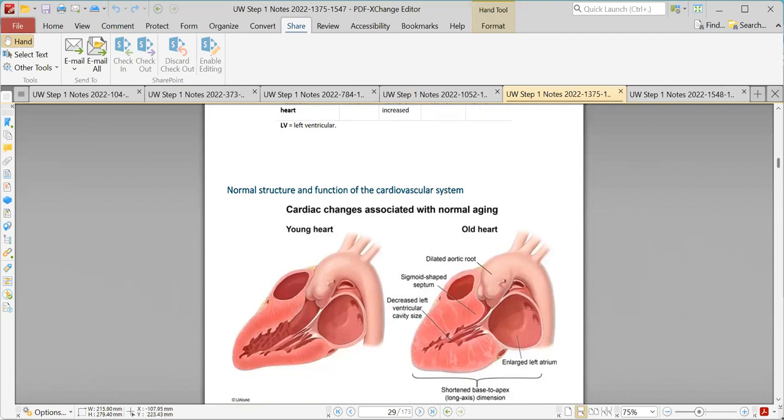Here you can see the normal structure of the heart. The left ventricular cavity size is decreasing and its mass is increasing, with enlargement and thinning of the left atrium. Dilatation of the aorta is there.